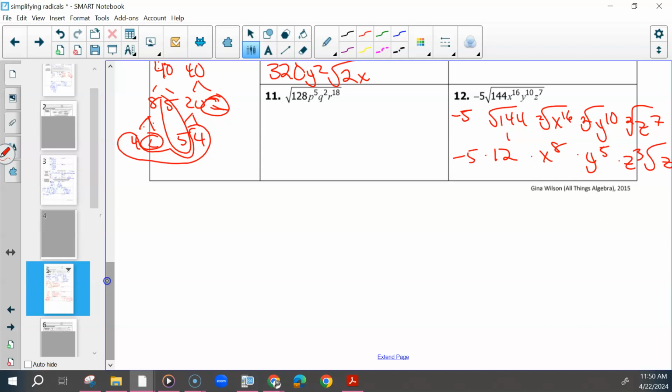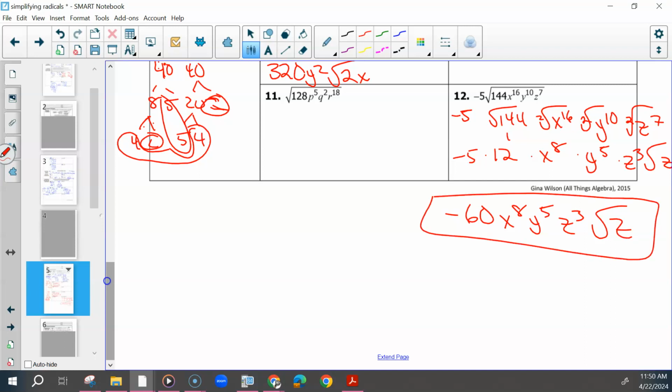So that would be z to the 3rd times the square root of z. Multiply negative 5 and 12. And then negative 60 x to the 8th, y to the 5th, z to the 3rd times the square root of z would be our final answer. Questions there? Go on to the next one.